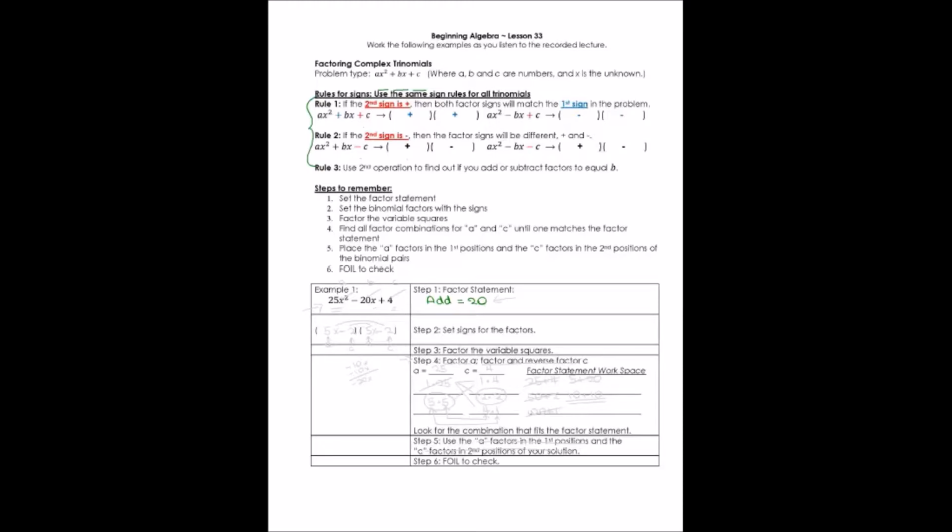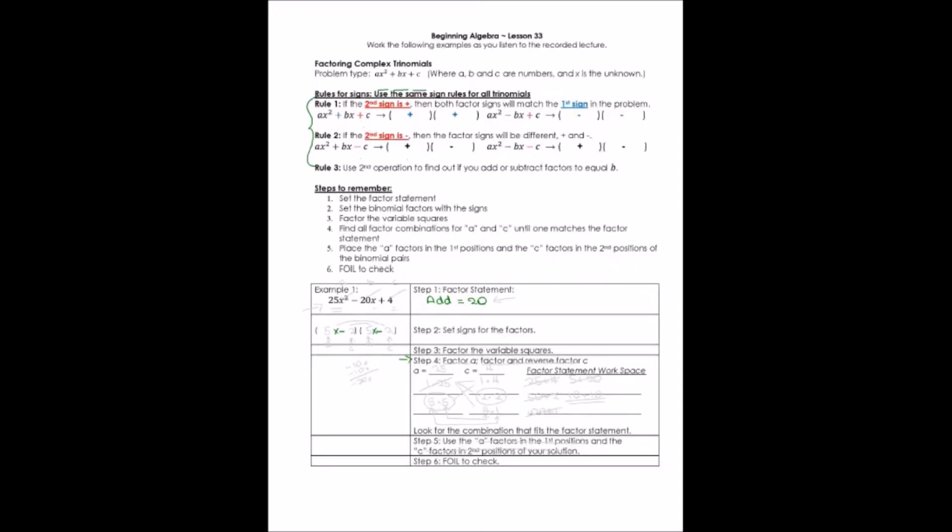I still want to also factor my x squared and set my signs the same, so I'll go ahead and set the signs. The plus tells me to use the first sign, so they're both going to be negative. And then I'll factor that x squared. However, I'm leaving room in front of it because this time there will be a coefficient in front of the x squared term.